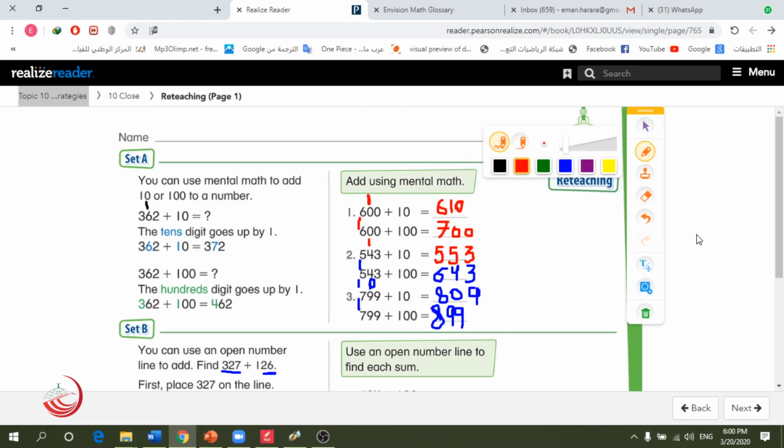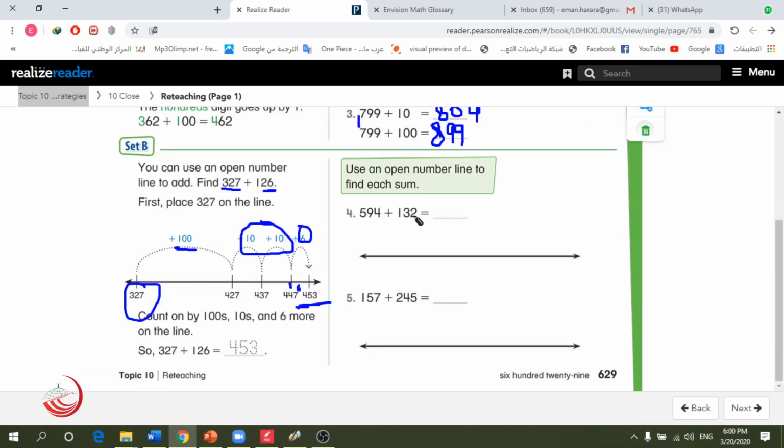Now use an open number line to find each sum. Here I have 594 plus 132. The first thing I should do, what? Yes, excellent. I will write the first number here. So I will say 594. I will write it here.